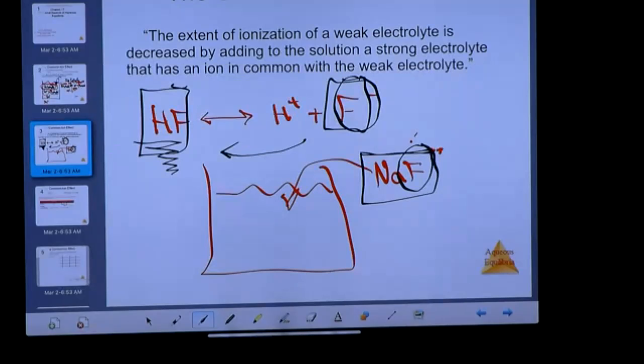Yeah, and that's why we studied it a couple chapters ago, because it has a huge effect on everything we do in chapter 16 and 17. It's just called the common ion effect. I don't think it has its own name. It's not named after someone.